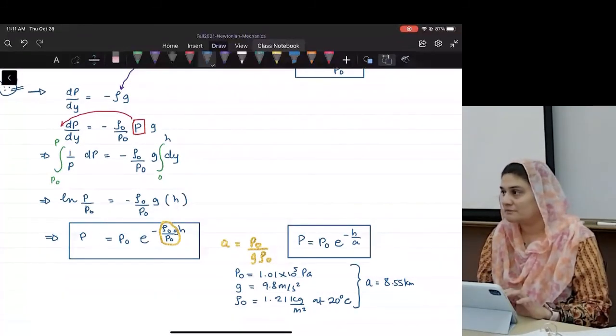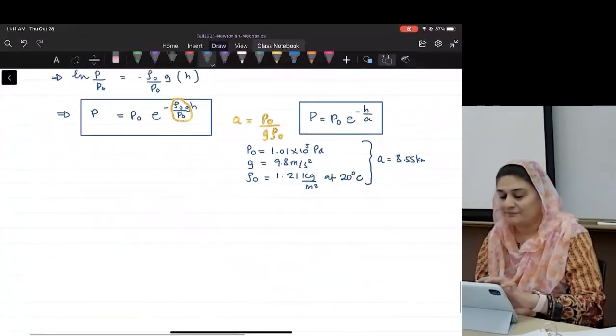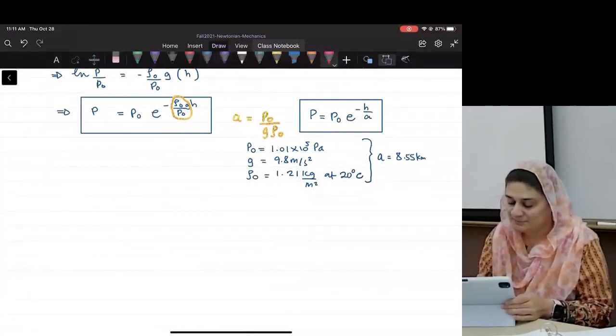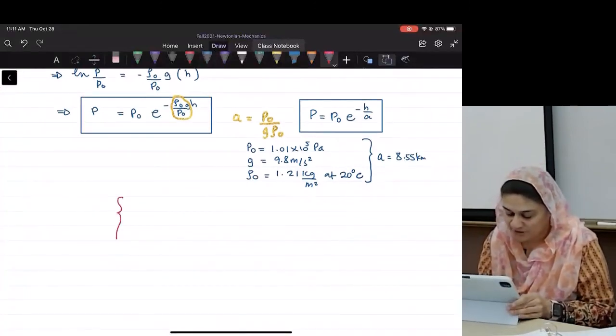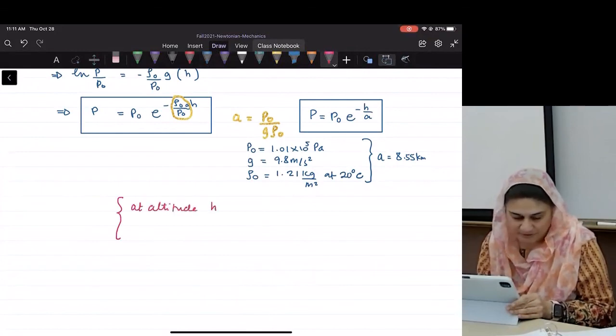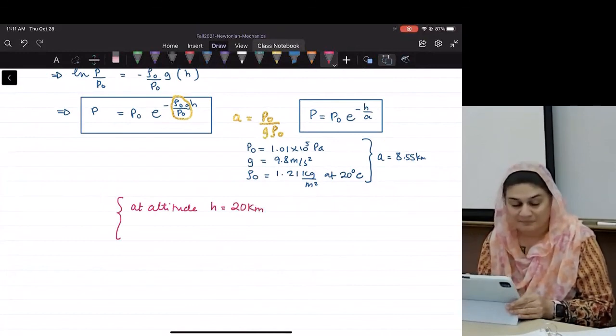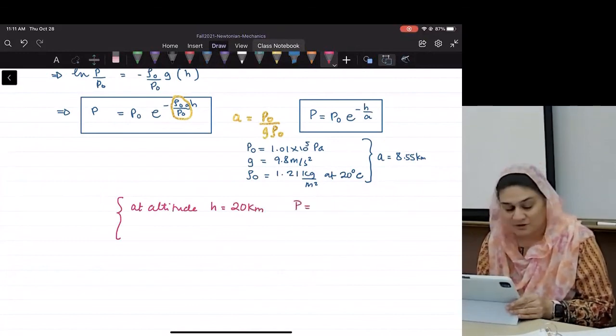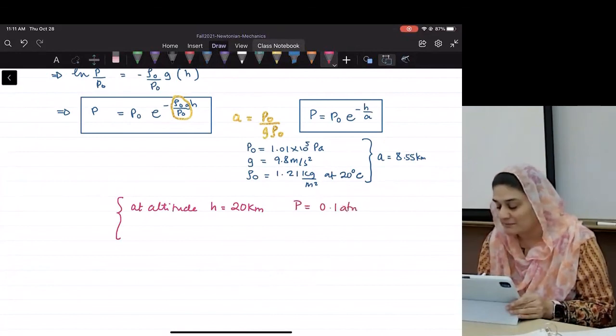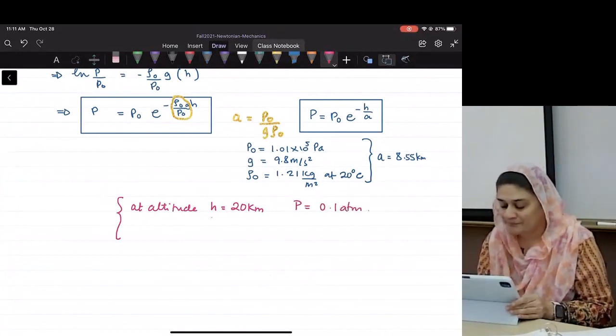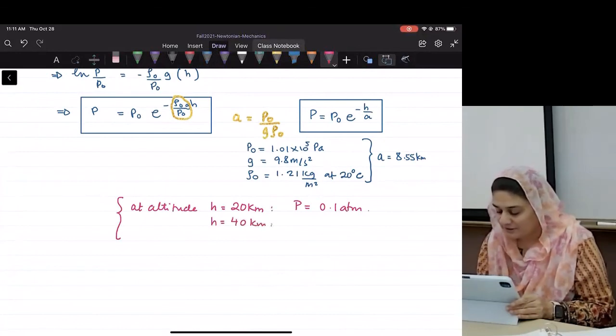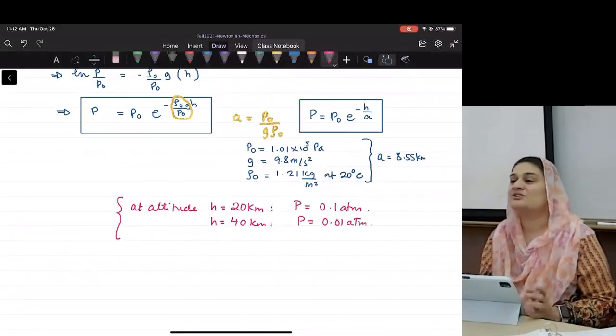Everybody good so far? Okay, one last thing. If you plug all of these numbers in, what do you find? At an altitude of about 20 kilometers, which is not a lot, your atmospheric pressure drops to 0.1 atmosphere. We will die. At 40 kilometers, the pressure drops to 0.01 atm, and we will certainly die.